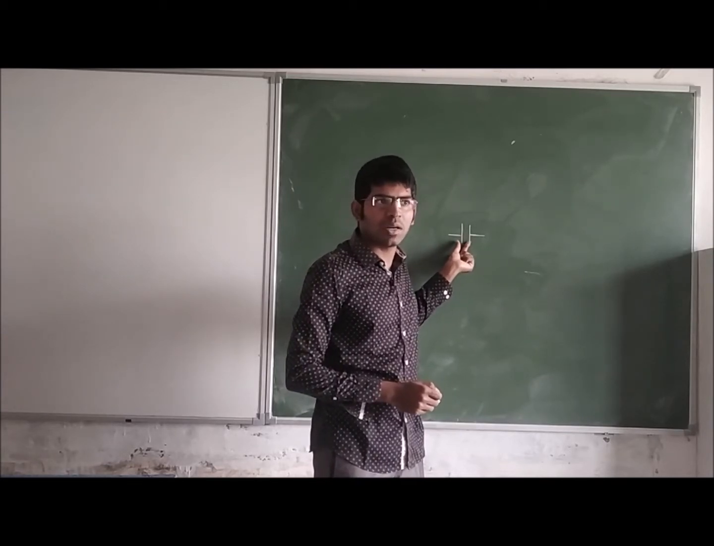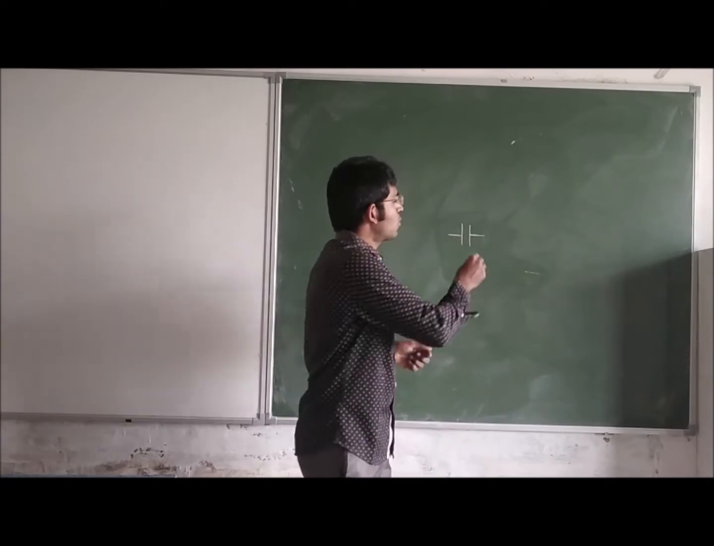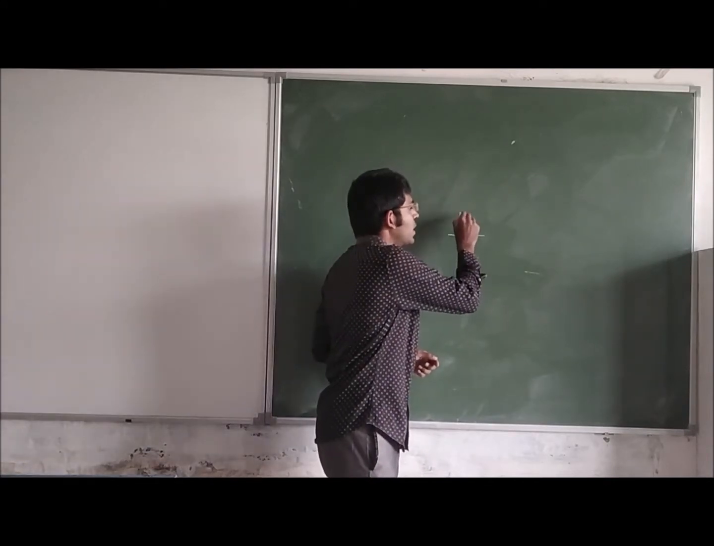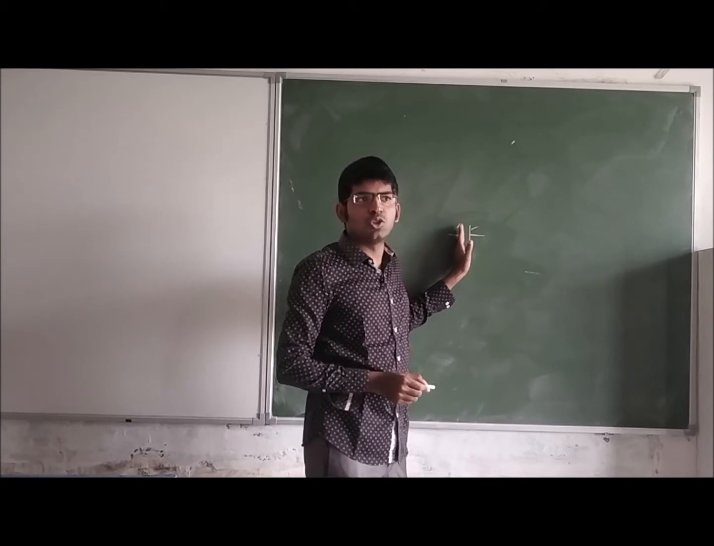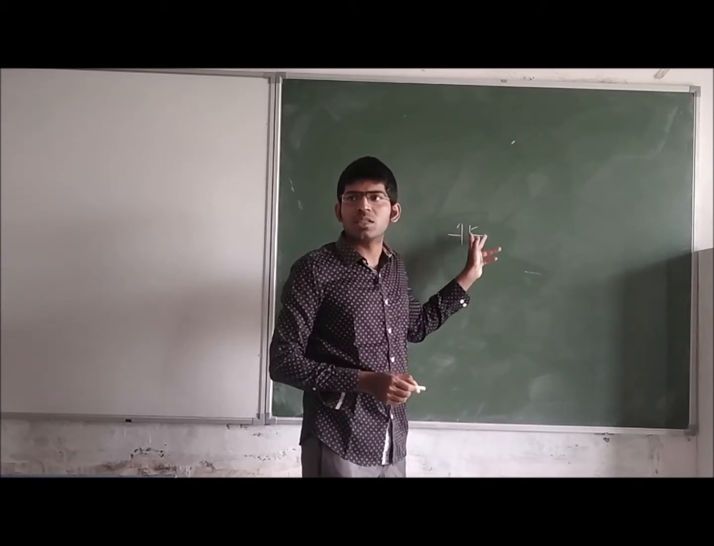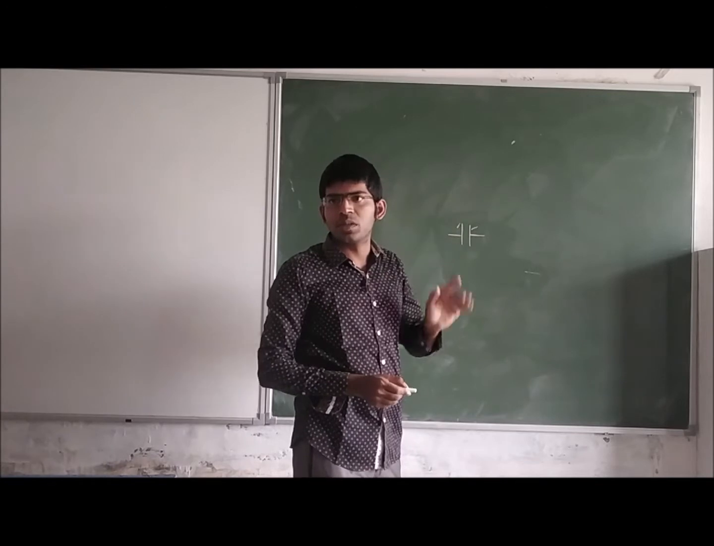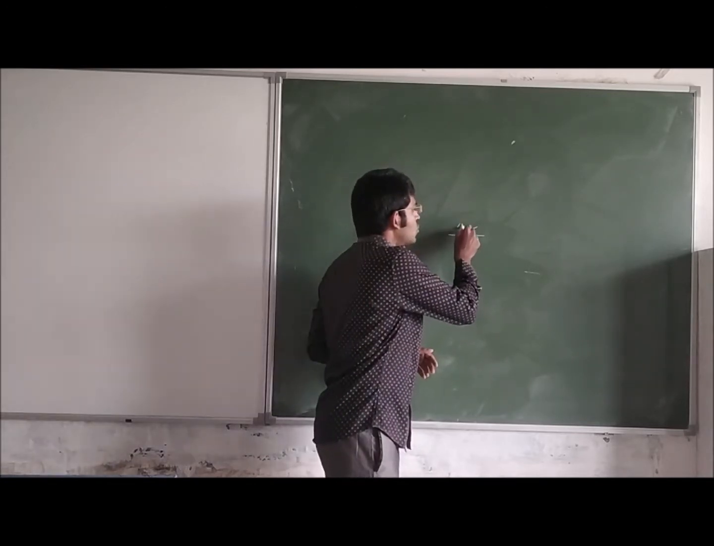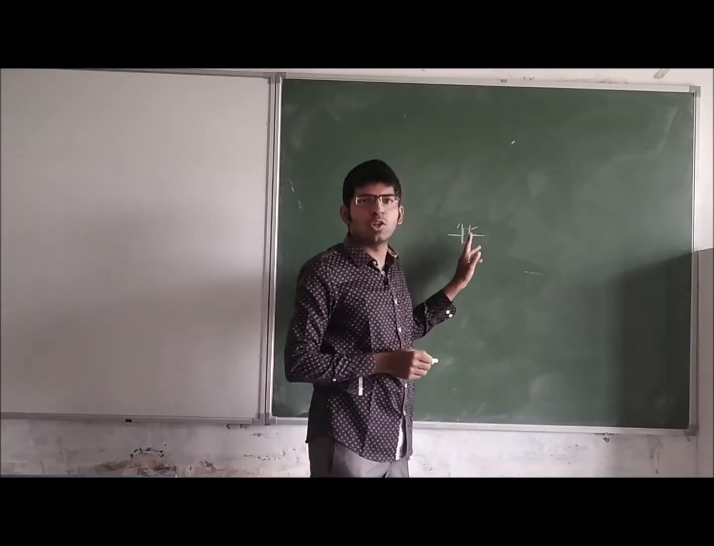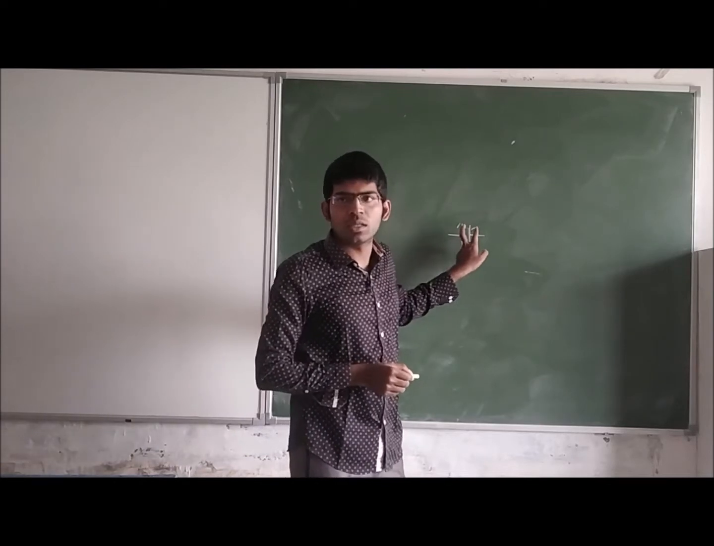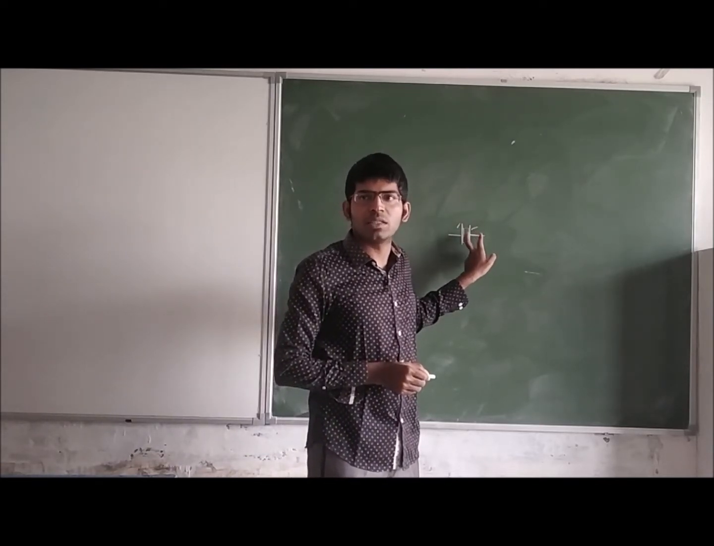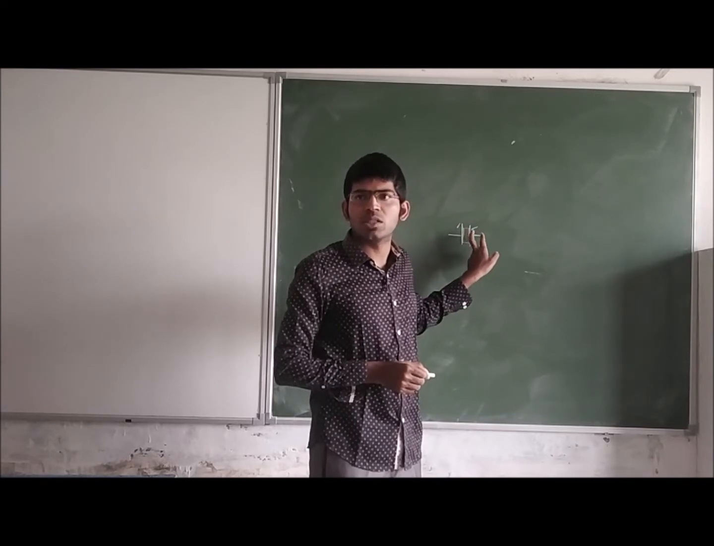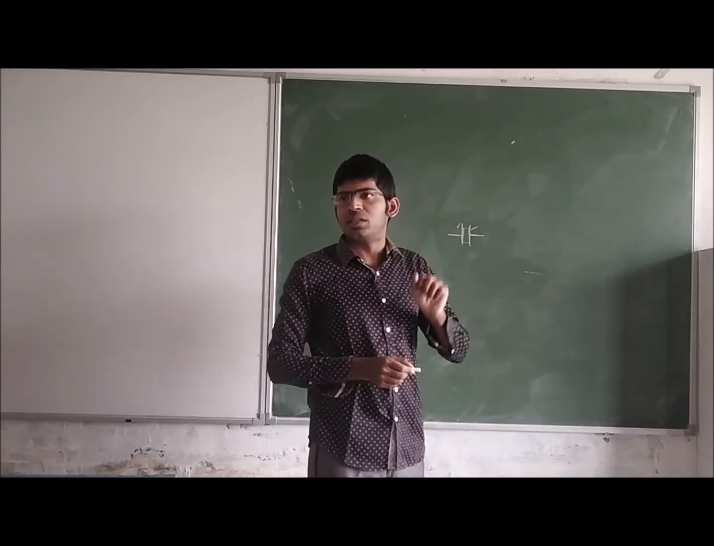In this parallel plate capacitor, we have two metallic plates. This is one metallic plate, and this is another metallic plate. We are assuming that both metallic plates are made of the same metal. If we use an insulator in between these two metallic plates, this combination forms a capacitor. Two metallic plates and an insulator, this combination forms a capacitor.